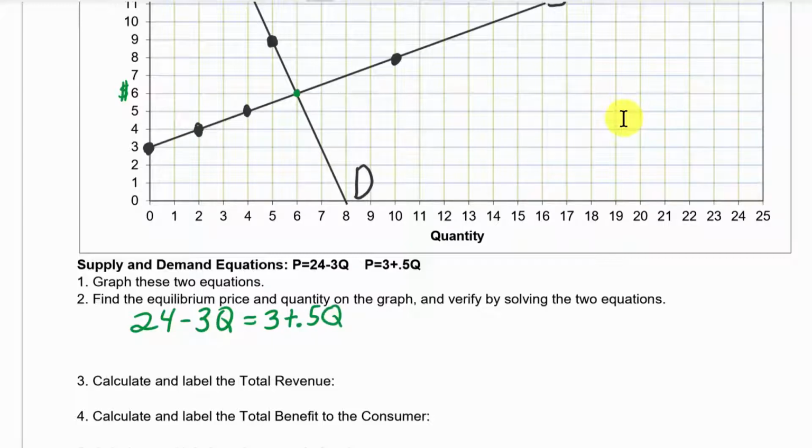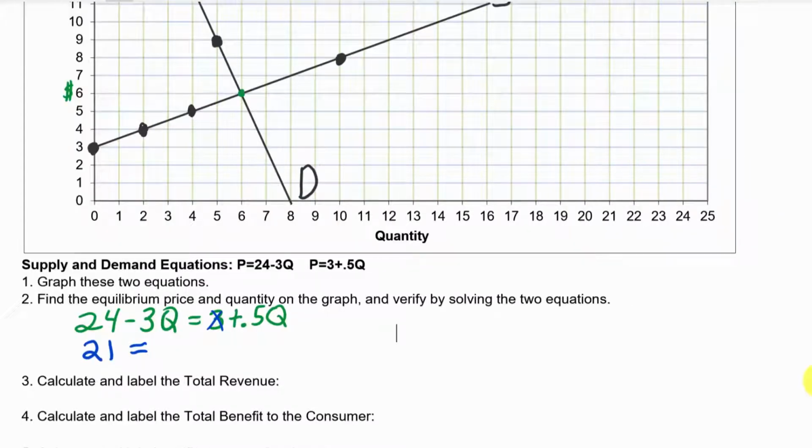And then we can subtract 3 from both sides. You get 21 on this side, and that 3 will cancel over there. And then we can add 3Q to both sides. So if we add the 3Q on the left side to cancel it to the 0.5Q on the right, we're going to get 3.5Q. So 21 equals 3.5Q.